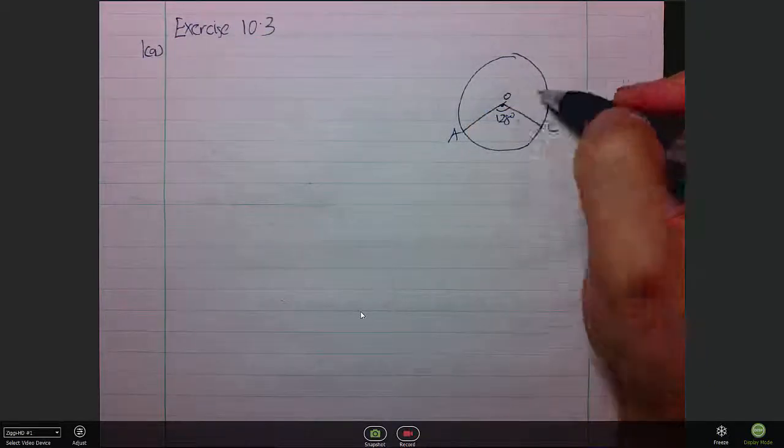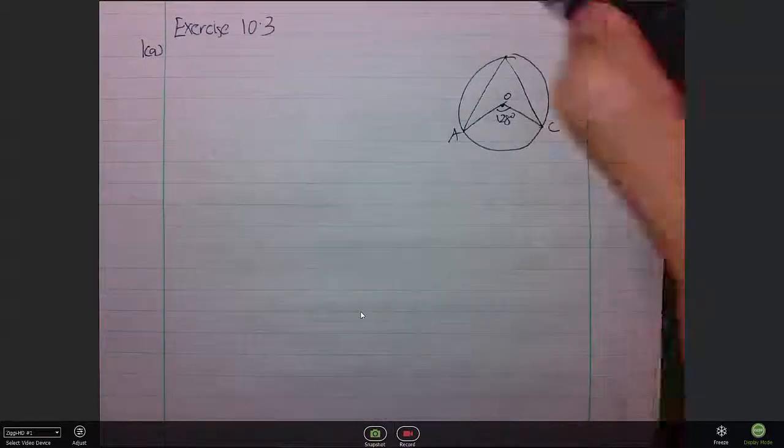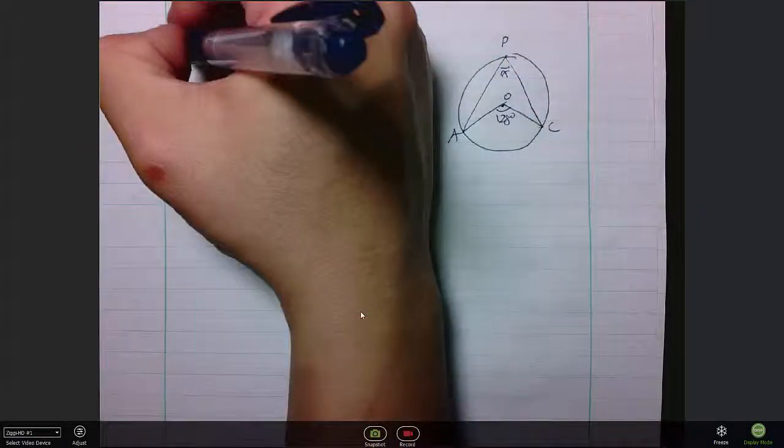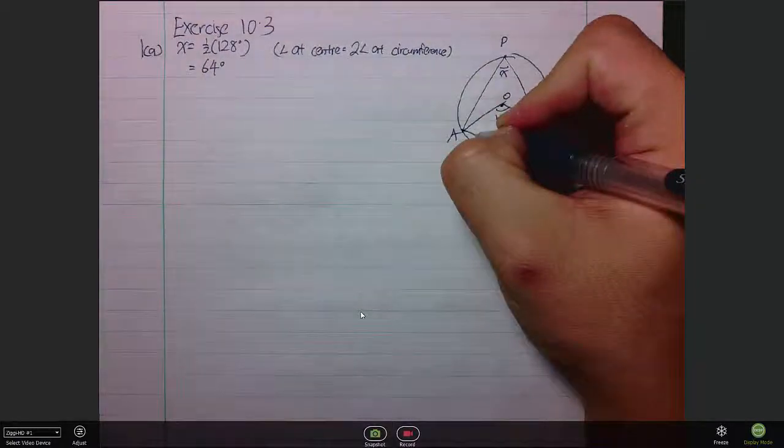AOC. Notice that this is the angle at the center. So simply, if I want to find x, x is ACD. Angle at center, angle at circumference. Straight away we know that x is equal to half of 128 degrees, which is 64 degrees, and the reason being angle at center equals 2 times angle at circumference. Quite easily solved.